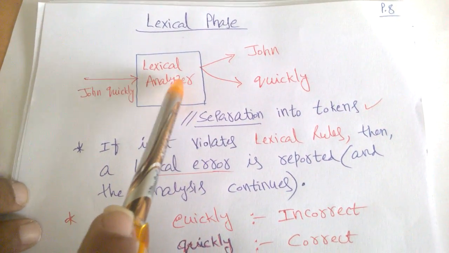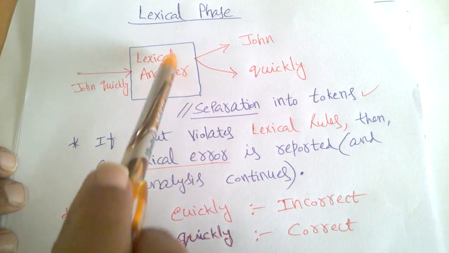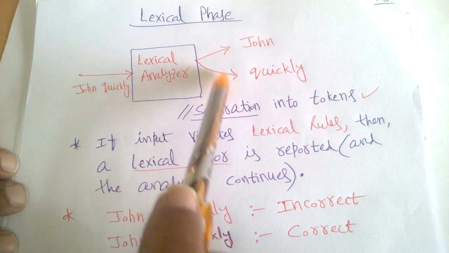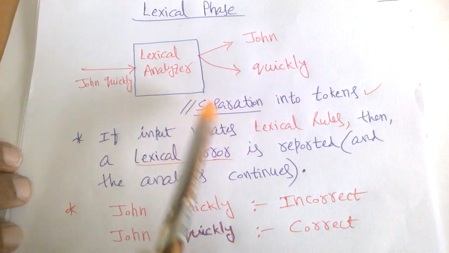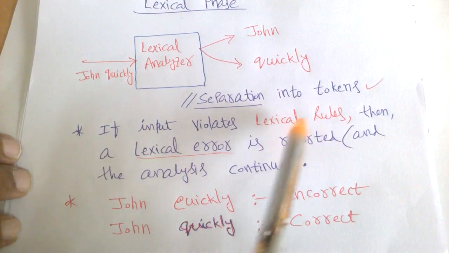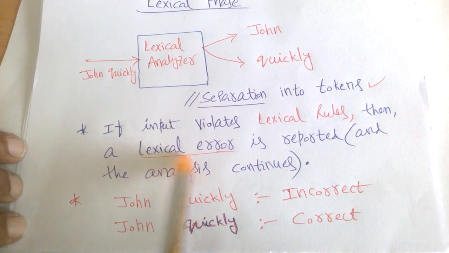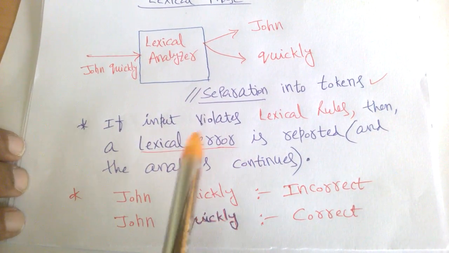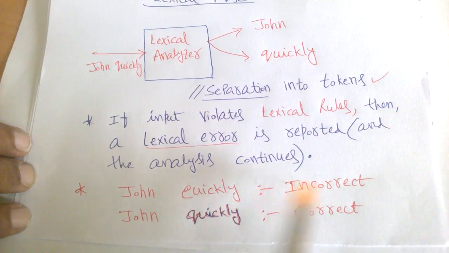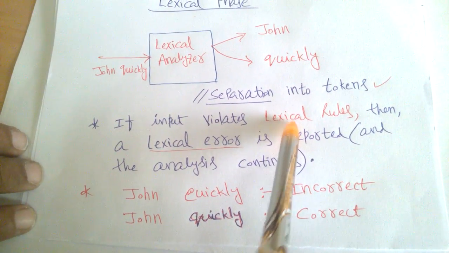The lexical analyzer, we are going into lexical analyzer. This is the input, John ran quickly. What the lexical analyzer does is it separates them into tokens: John, ran, quickly. So these are the tokens. It separates them on the basis of what are called lexical rules. And when the input does not obey the lexical rules, then a lexical error is reported by the lexical analyzer. However, the lexical analysis continues. So this is incorrect and this is correct, depending on whether it follows the lexical rules or not.